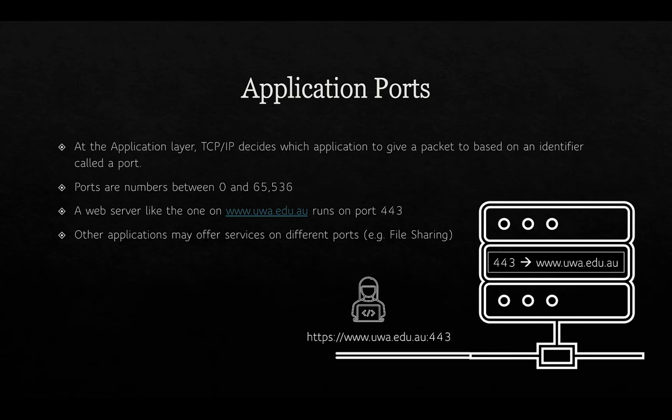And so when we want to find that application, we send an IP packet to the computer that it's running on, which is www.uwa.edu.au, and we also specify the port. So we could actually use this address with a colon at the end and 443, but essentially the HTTPS implies that 443 port. You can put web servers on any port, but 443 is a well-known port, so essentially that's the default that it's run on.